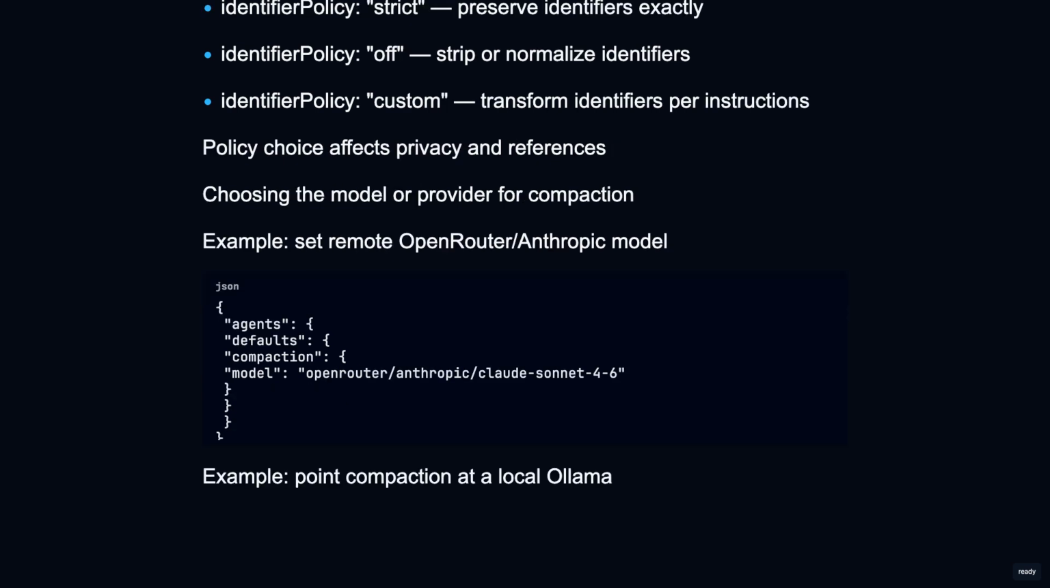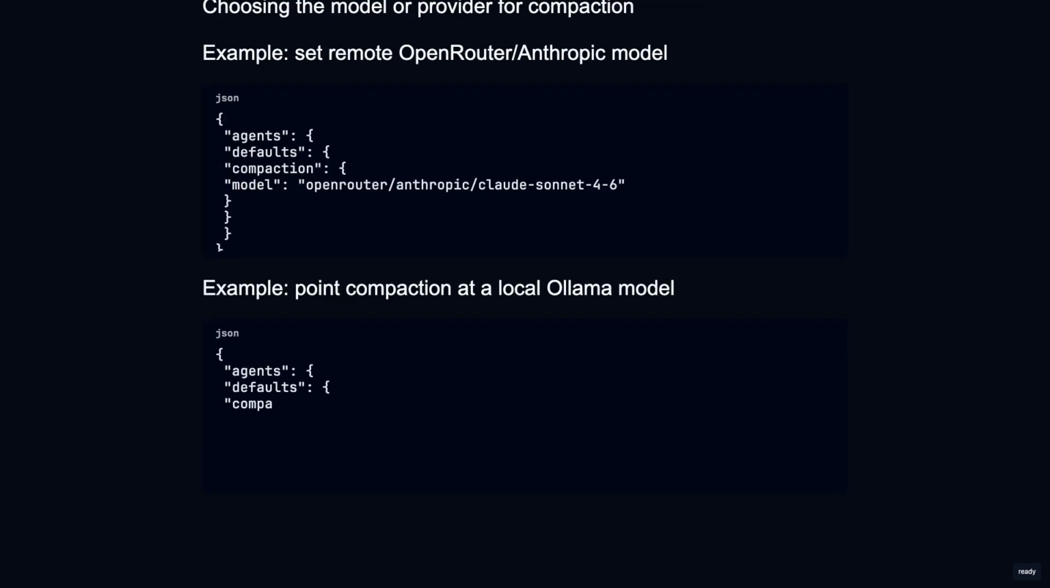You can also configure compaction to use a local model, such as a Llama model, by specifying its identifier. This JSON config points compaction to a local Llama model named Llama 3.1:8b for summarization tasks.